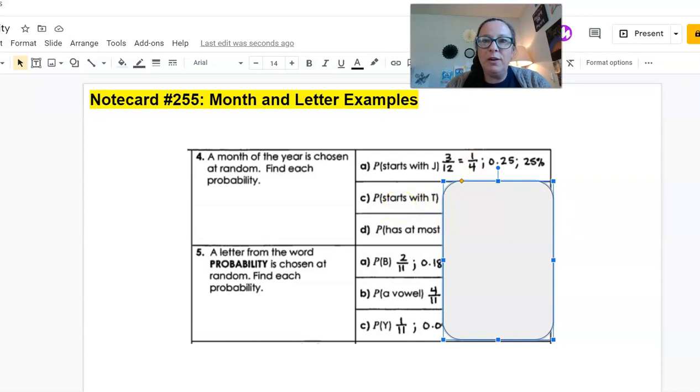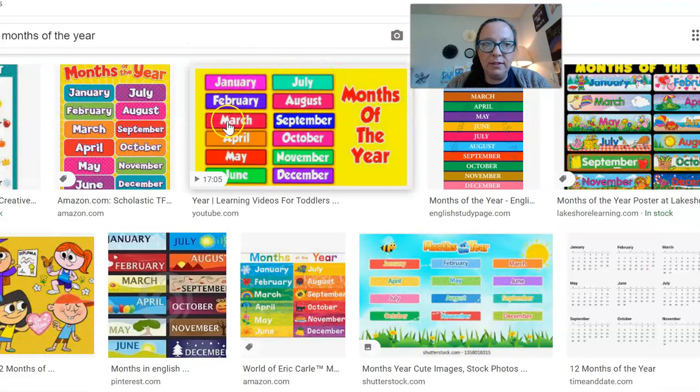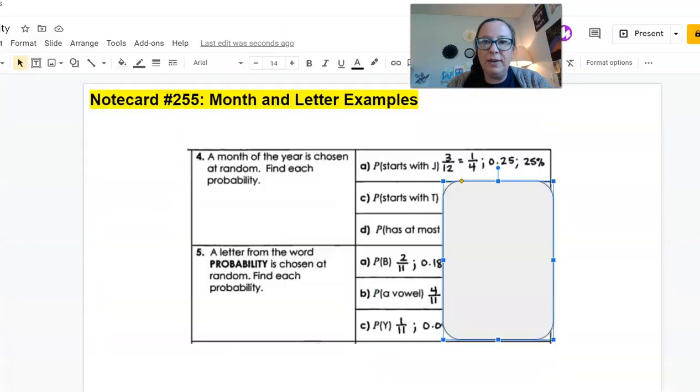So what's the probability that it starts with a T? Okay, let's look. Are there any months that start with a T? I don't think so. So what is that probability? It'd be 0 out of 12, which is 0, 0%.